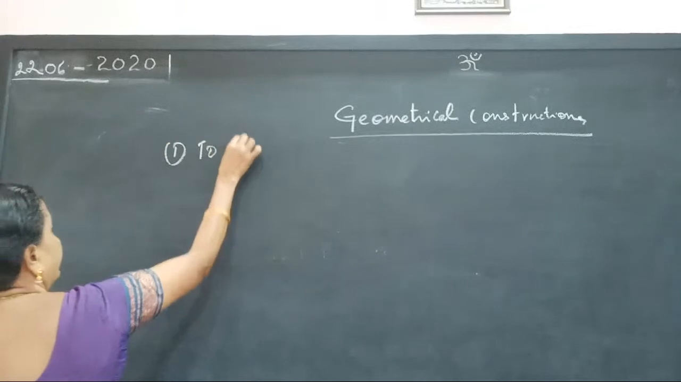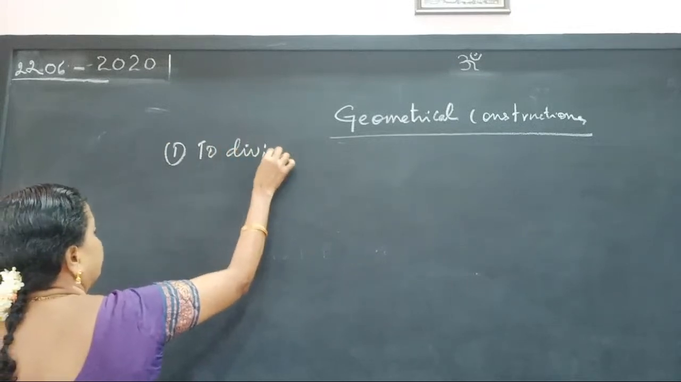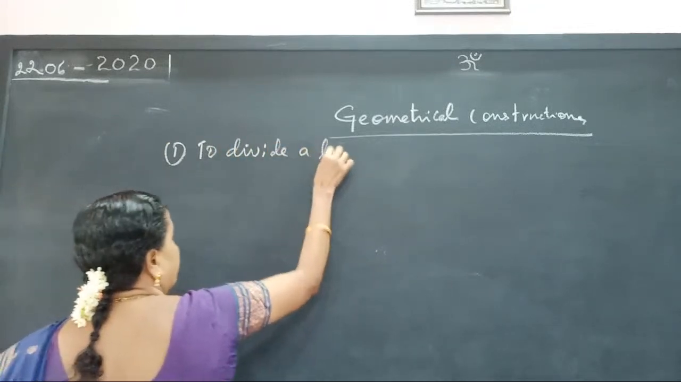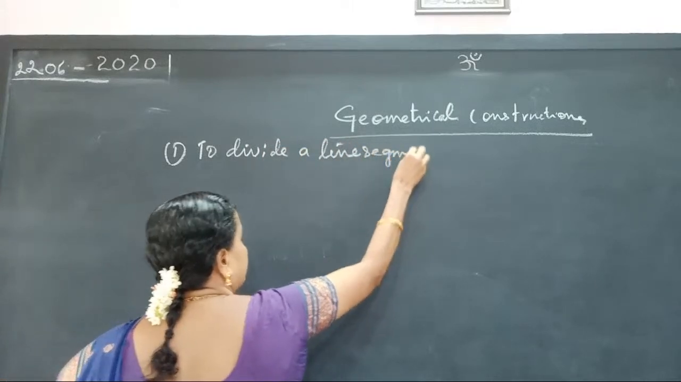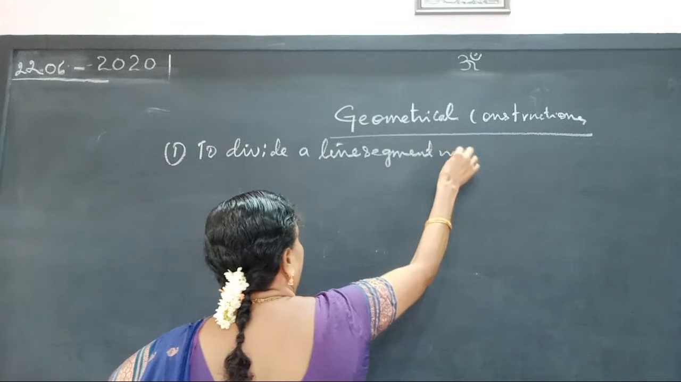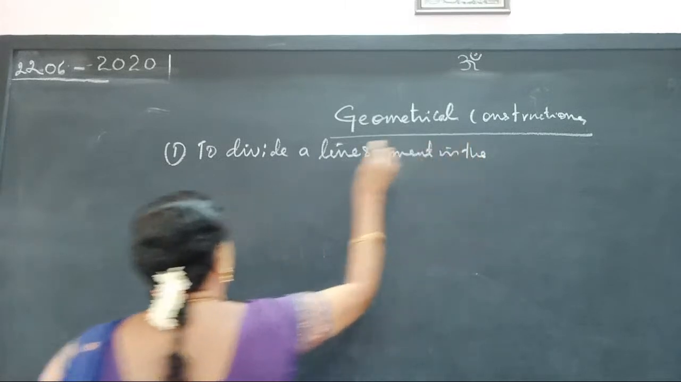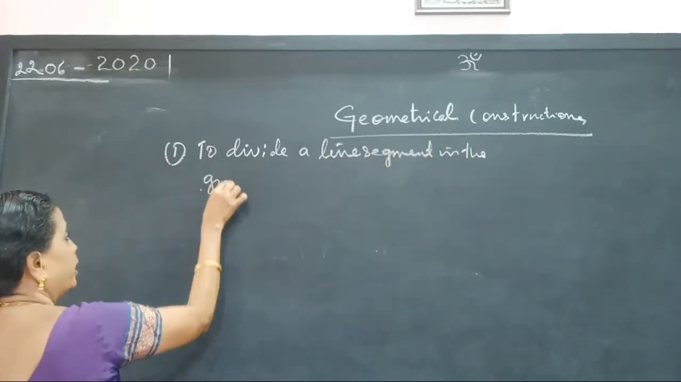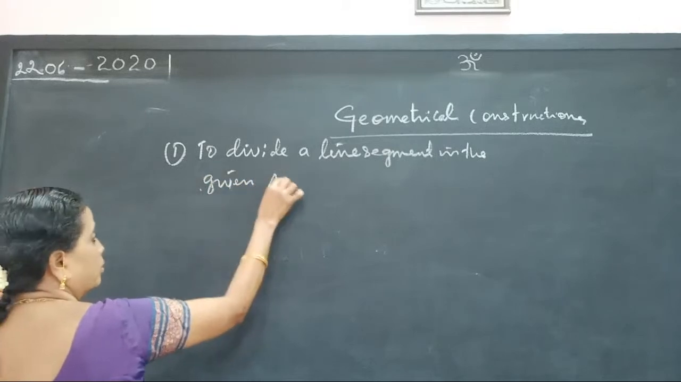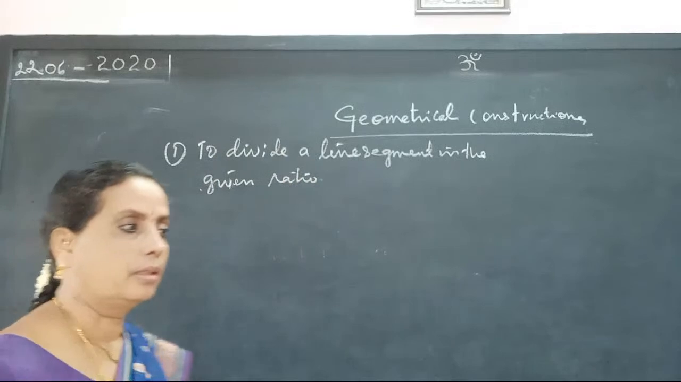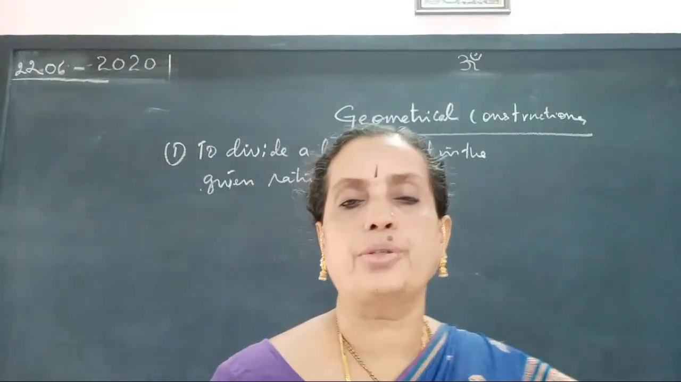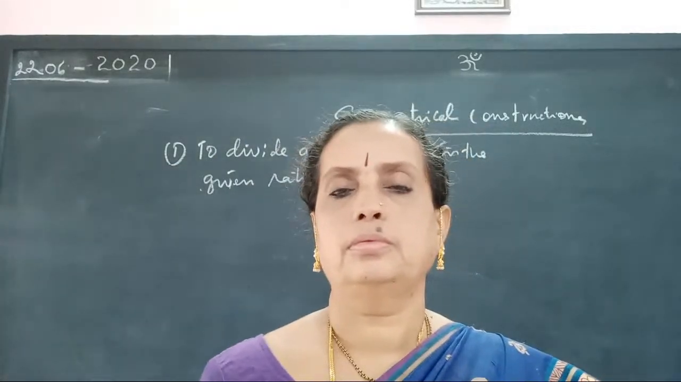To divide a line segment in the given ratio. In the given ratio. Okay?